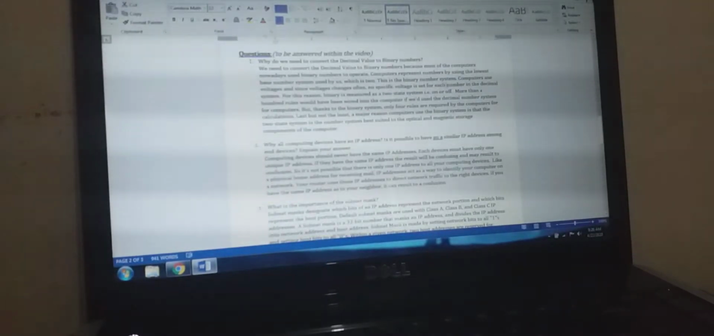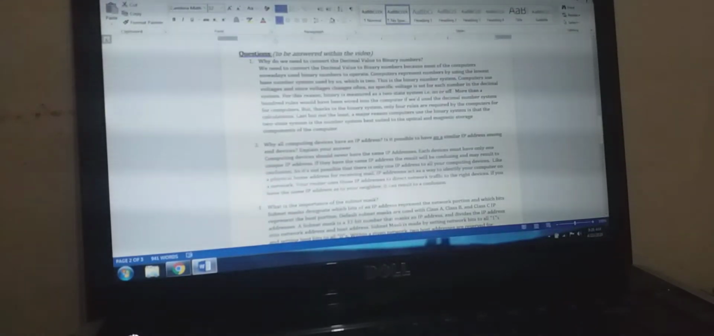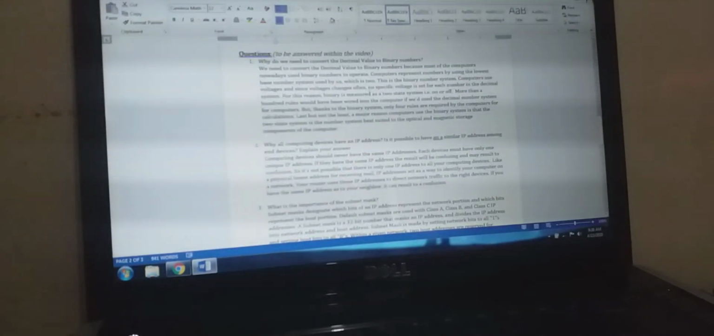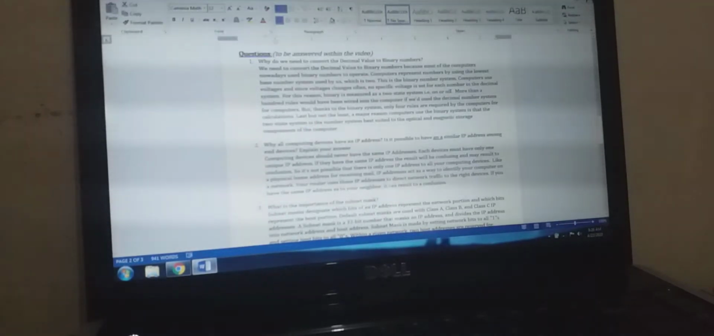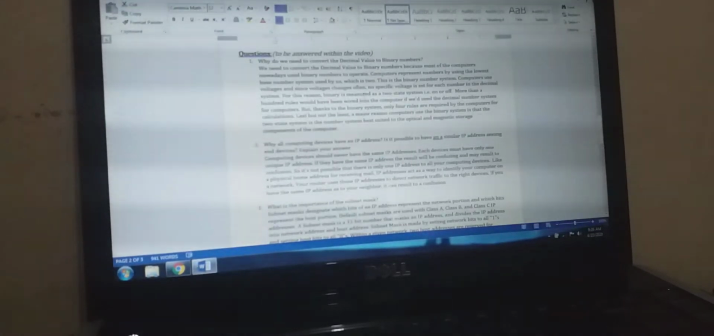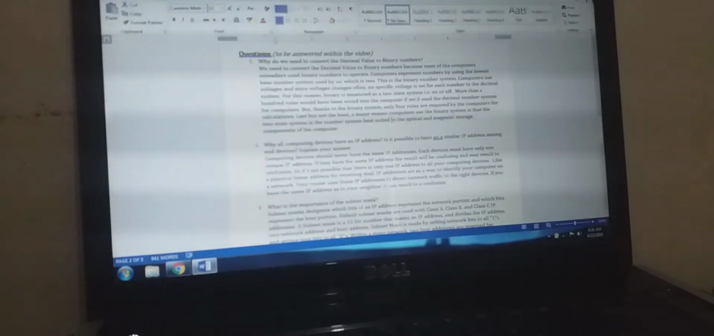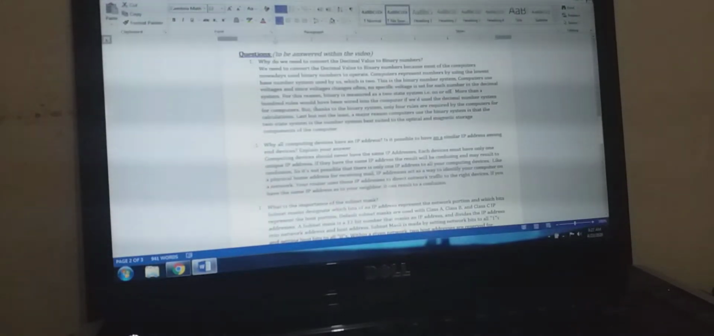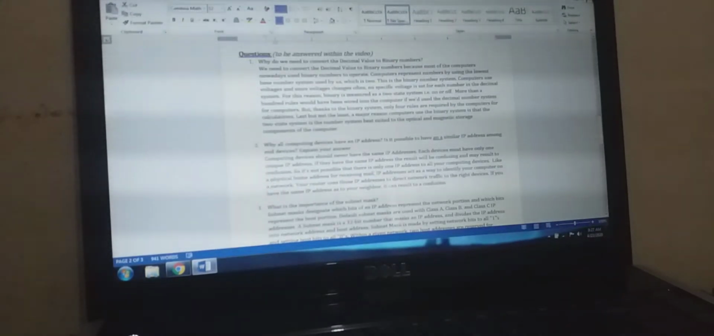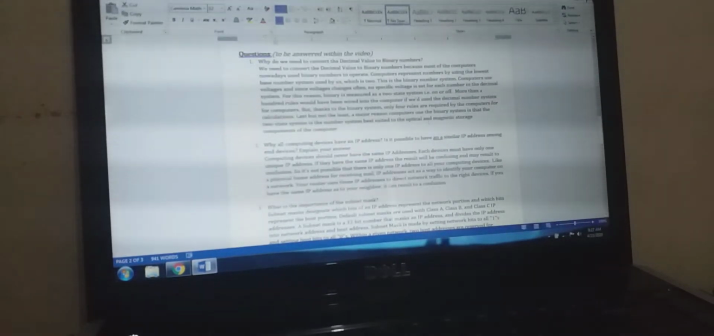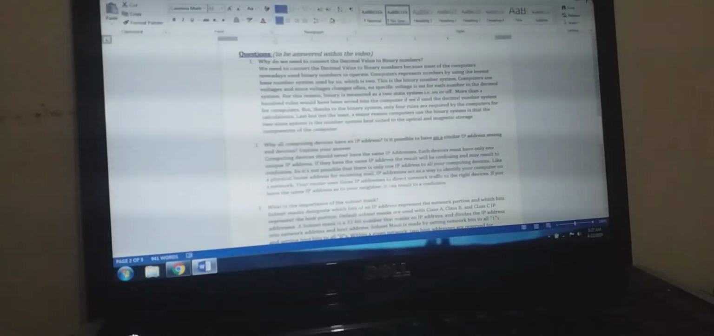This is the binary number system. Computers use voltage, and since voltages change often, no specific voltage is set for each number in the decimal system. For this reason, binary is measured as a two-state system like on or off. More than 100 rules would have been wired into the computer if we had used the decimal number system for computers. But thanks to the binary system, only 4 rules are required by the computers for calculations.